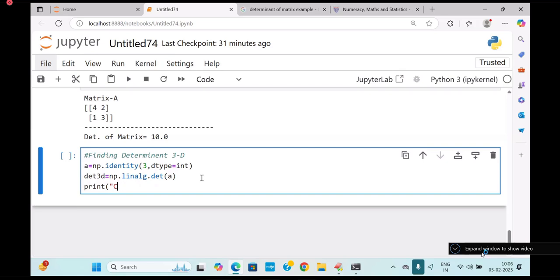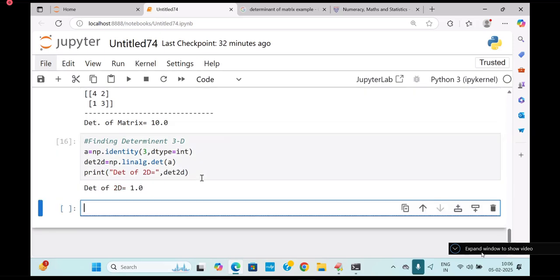So determinant of 3D, data of 2D here, a 2 by 2 matrix. This is a 2 by 2 matrix. So here I got it is equal to, what is this now? Det 2D. So here you got it. What is the answer? 1.0.